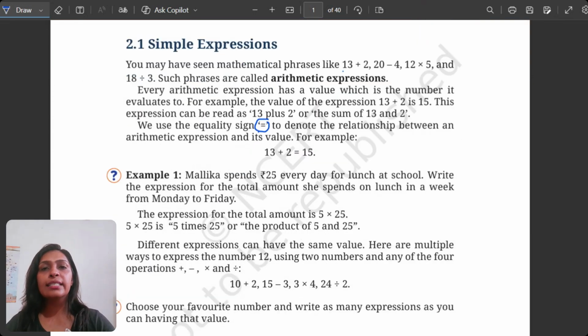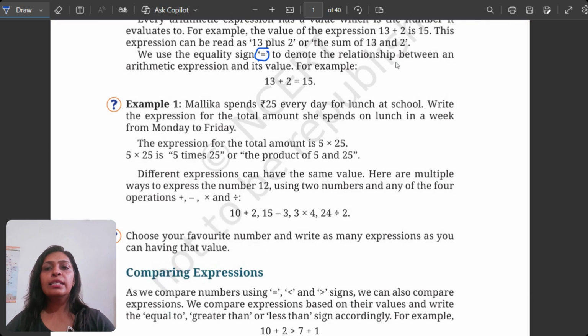Let's understand example number 1 here. Malika spends rupees 25 every day for lunch at school. Write the expression for the total amount she spends on lunch in a week from Monday to Friday. Every day she's spending 25 rupees, and from Monday to Friday there are a total of 5 days. So for one day she's spending 25 rupees.